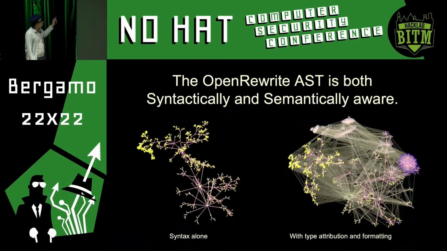And also, with the type attribution and formatting, you end up with this really rich graph of data that you can work on. There's actually 6,000 nodes missing from this graph on the left because otherwise it would just be fuzz.